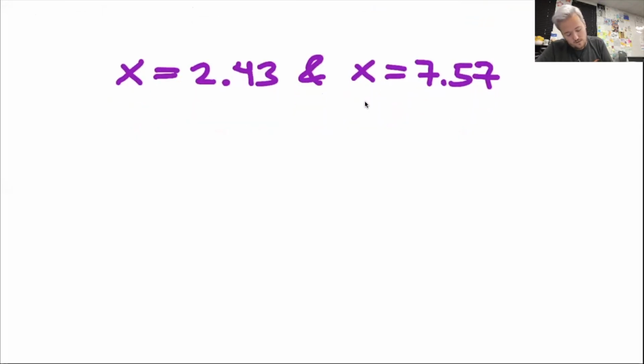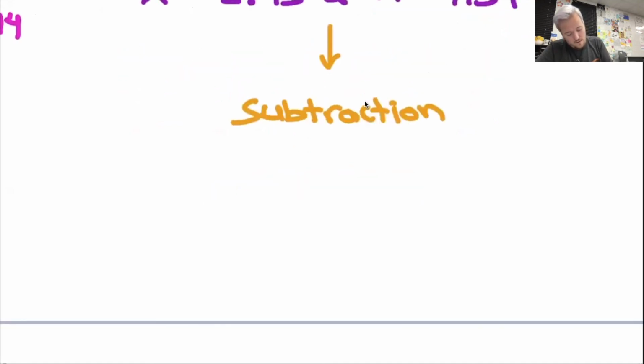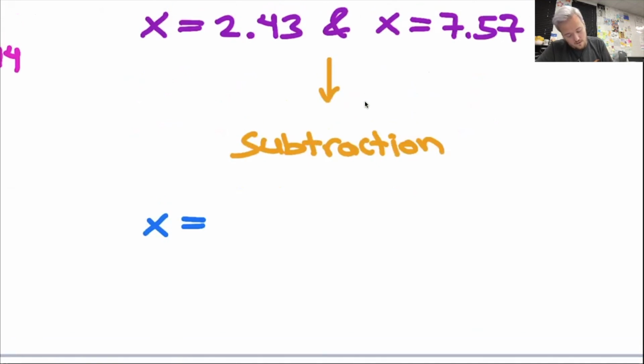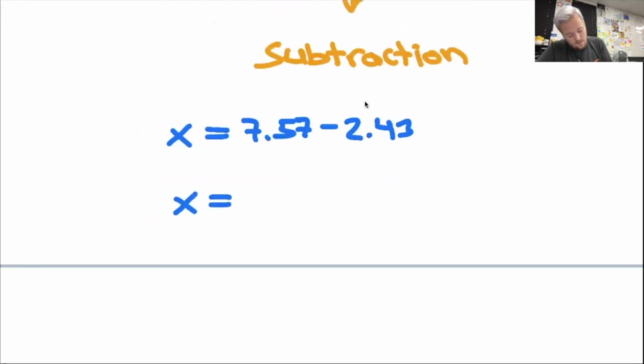All right, so now I'm going to do subtraction. 7.57 minus 2.43. That's going to equal 5.14 seconds.